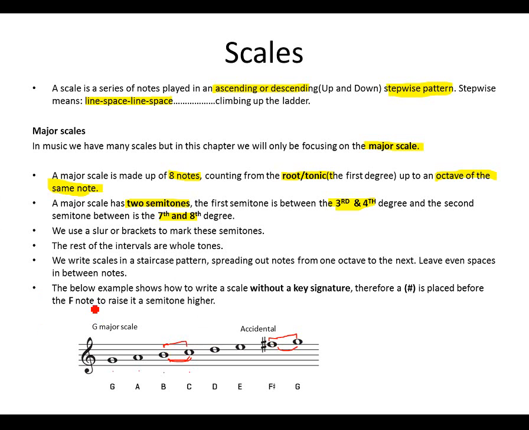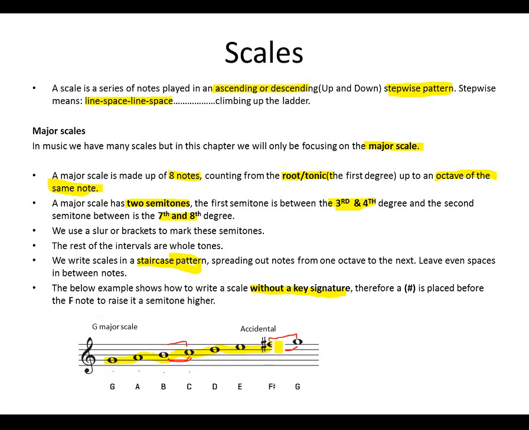We write scales in a staircase pattern, like we have mentioned that our scales are in a ladder staircase pattern. Spreading out notes from one octave to the next, leave spaces in between notes. The below example shows how to write a scale without key signature. Therefore, a sharp is placed before the F note to raise it a semitone higher. As you can see, this is the staircase pattern, going up in a staircase pattern.